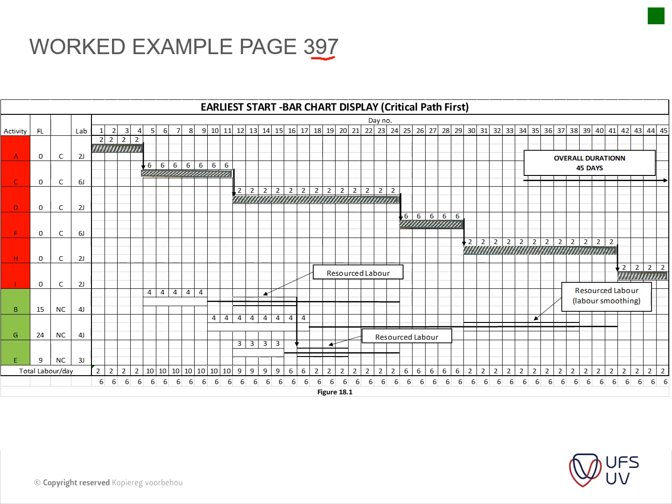A, C, D, F, H and I. These ones are all on the critical path. And activities B, G, and E have a float of 15, 24, and 9 days respectively. Okay, and a total time period of 45 days.